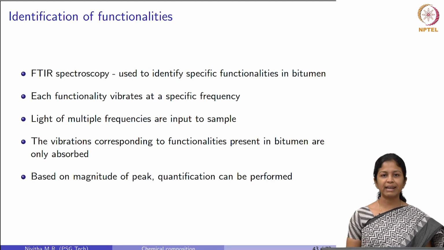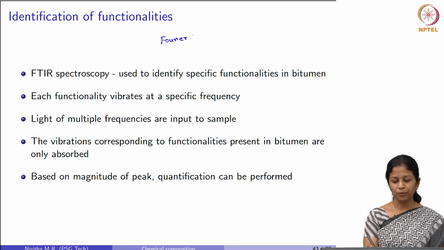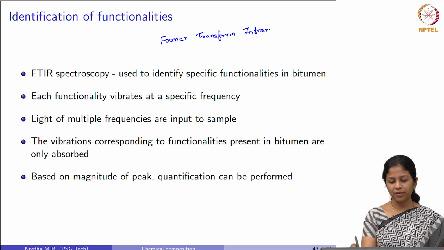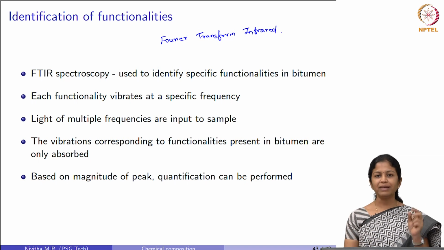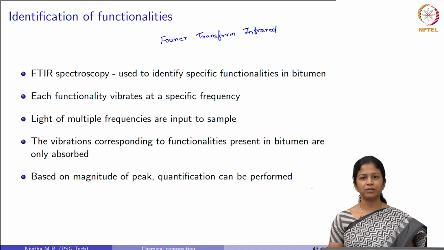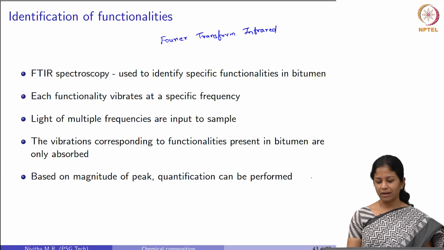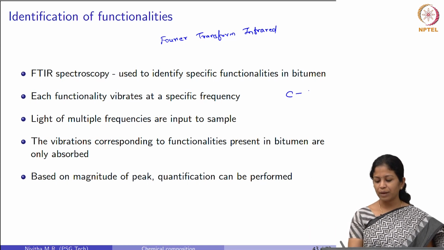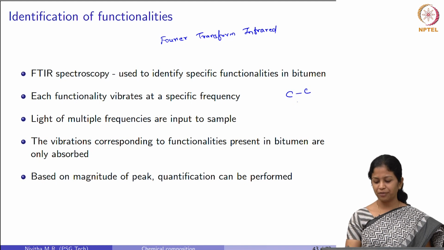For that we use a technique called FTIR spectroscopy, which is nothing but Fourier transform infrared spectroscopy. This technique is very conveniently used to identify specific functionalities which are present in bitumen. So, how is this technique used? We said we have a number of elements present in bitumen bonded in different manner. Say, for example, we have carbon bonded to another carbon. This will vibrate in a different manner compared to carbon double bonded to carbon.